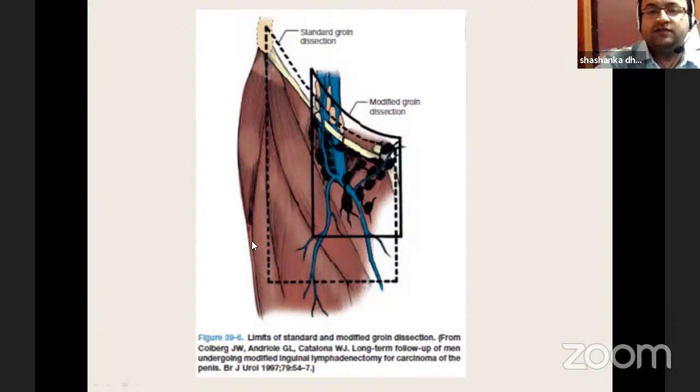The limits of standard and modified groin dissection. So originally, in the standard groin dissection, you have to dissect up to here. You should note that this is the sartorius muscle. This is the inguinal ligament, and medially there is adductor longus. So we dissect in this zone. Shorter modified groin dissection is performed now with comparable or equal results and less complications.